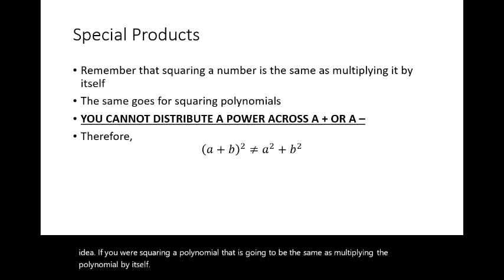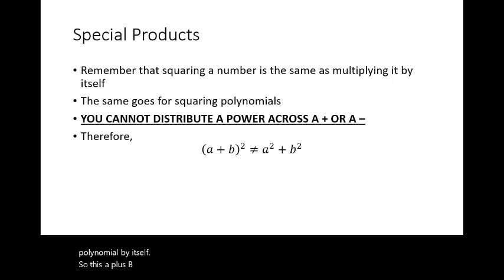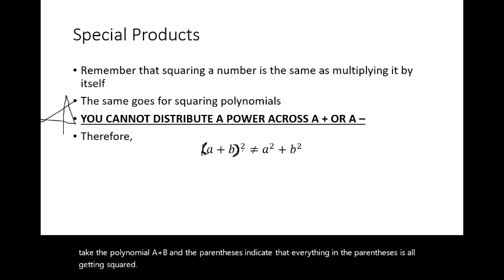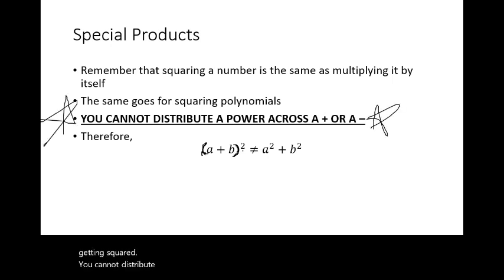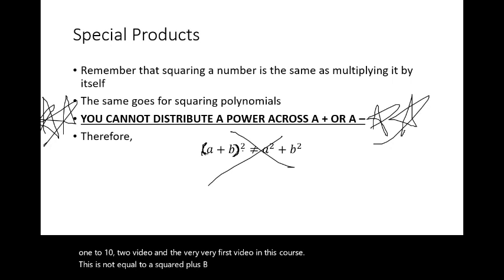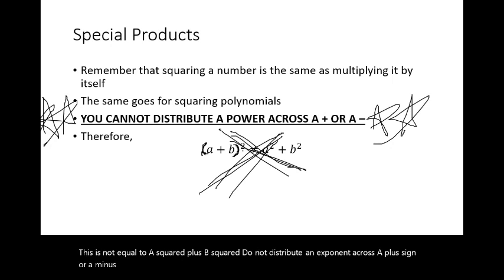So this (a plus b) squared here is an example of a polynomial that is being squared. You're going to take the polynomial a plus b, and the parentheses indicate that everything in the parentheses is getting squared. You cannot distribute a power across a plus sign or a minus sign. We went over this in the 10.1 to 10.2 video, in the very first video in this course. This is not equal to a squared plus b squared. Do not distribute an exponent across a plus sign or a minus sign. If you do this, you get absolutely no credit on any homework question or any exam question.